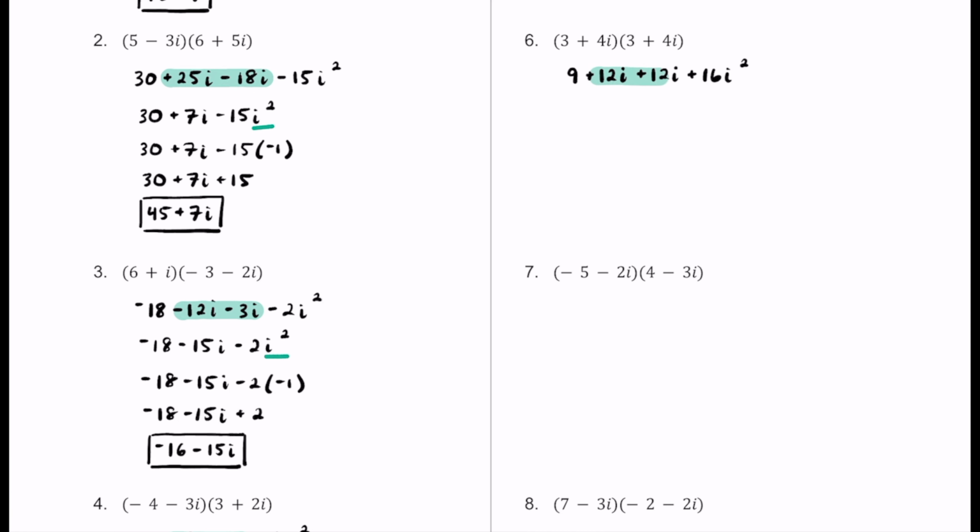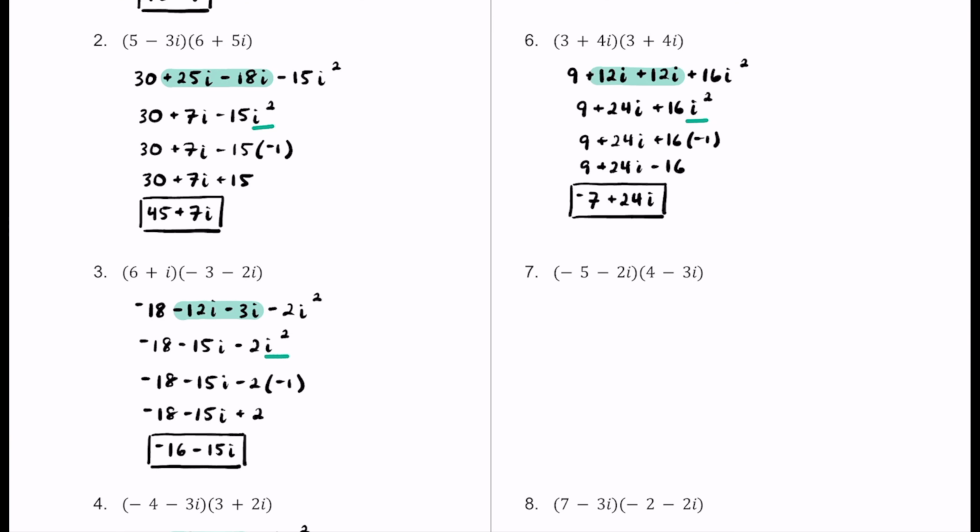Now if we go ahead and combine these two middle terms, we have this 9, and then 12i plus 12i, that's going to be 24i. And then we have plus 16i squared still. Now this i squared at the end, we know that's going to be negative 1, so we can write 9 plus 24i plus 16 times negative 1. Now 16 times negative 1 is just negative 16, so we have 9 plus 24i minus 16. And then 9 minus 16, that's going to be negative 7, so we're going to get negative 7 plus 24i. So this would be our standard form for this complex number.